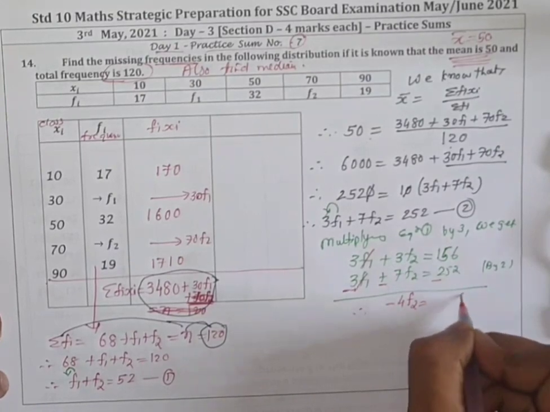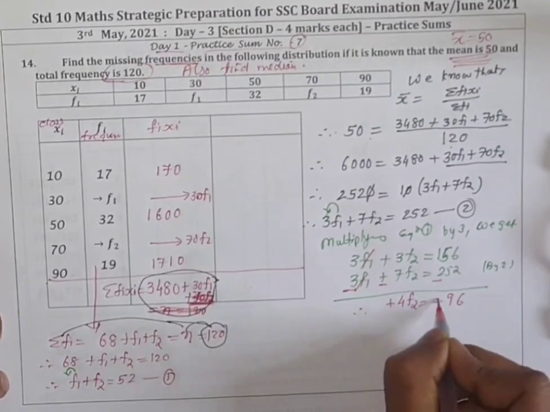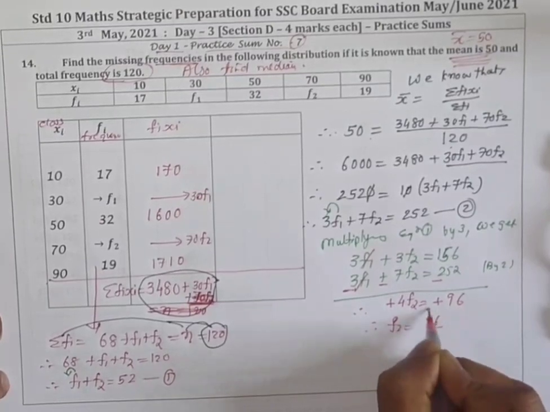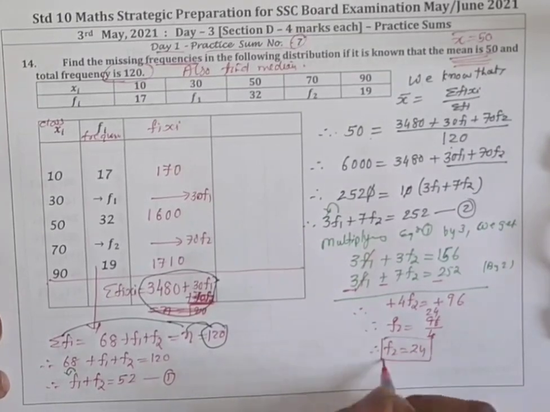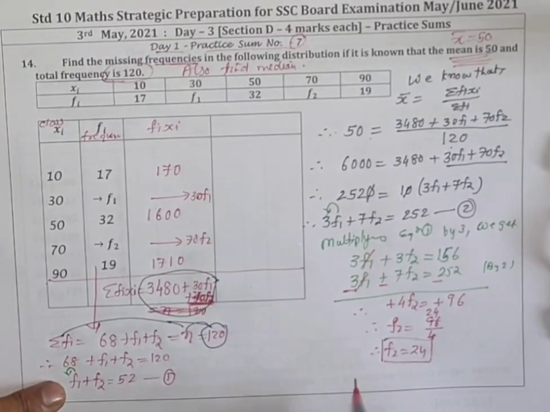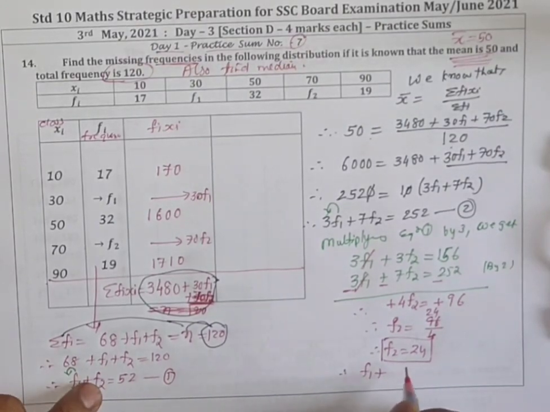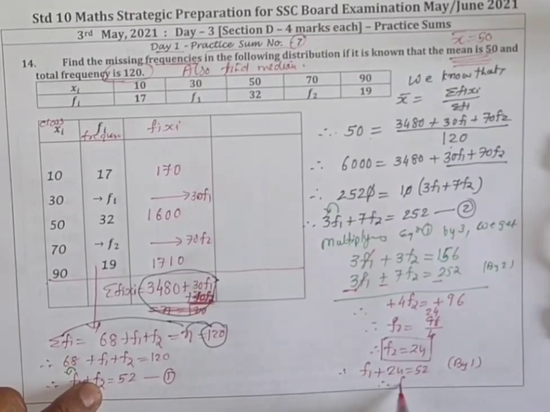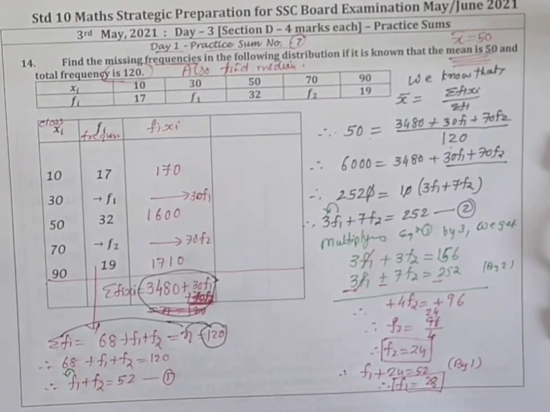3f2 minus 7f2 is minus 4f2. ये minus करो, 12 में से 6, 14 में से 9, and it will be also minus. Minus becomes plus. So f2 is 96 divided by 4. 4 2s are 8 and 4 4s are 16. Therefore, f2 is 24. So got f2. Now this equation is waiting. Therefore, f1 plus f2, that is 24, is 52. Therefore, f1 is 52 minus this, that is 28. So f1 you got, that is 28.